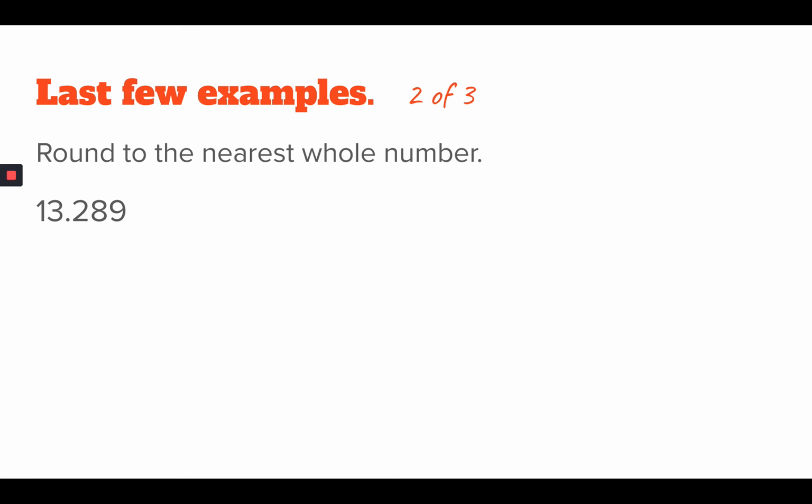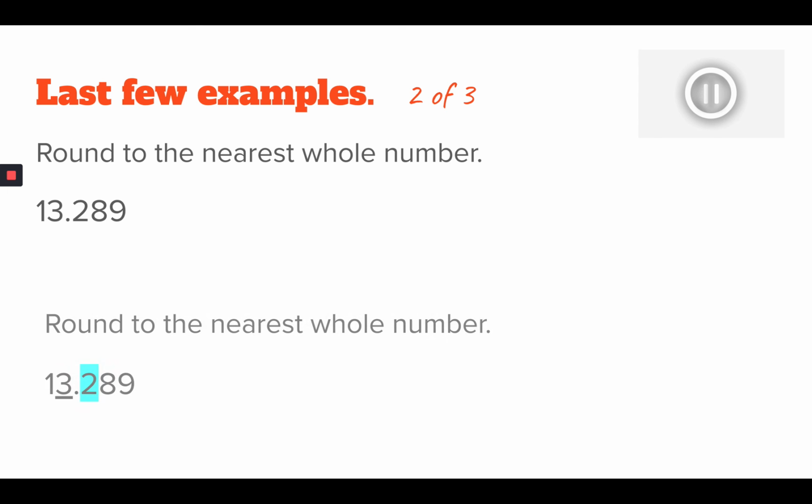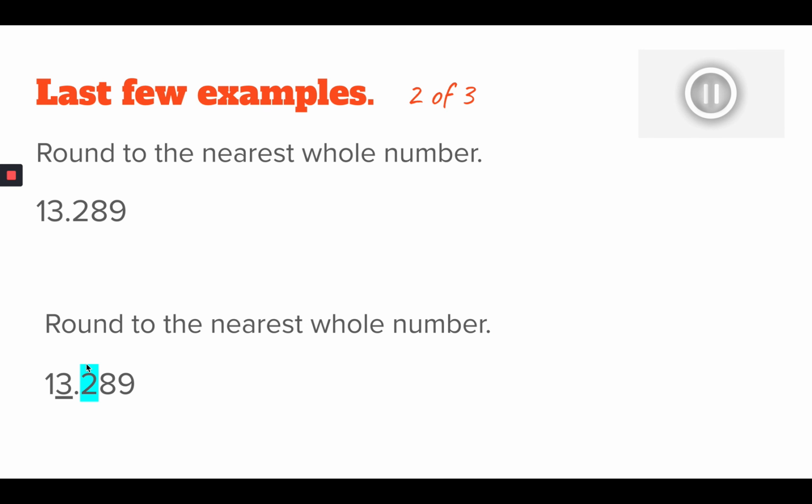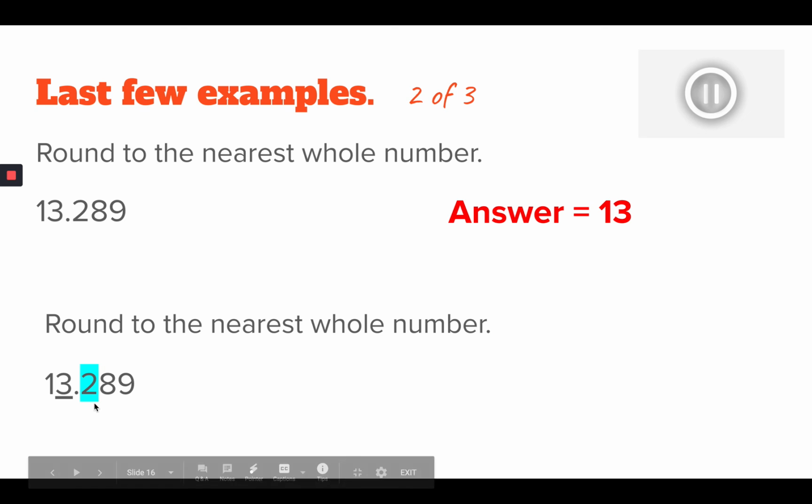Round to the nearest whole number, 13 and 289 thousandths. Pause the video if you want to try and solve it on your own. Okay, I'm going to solve. So again, whole number would be this 3. And we look 1 to the right. And the 2 is less than 5, so it's just going to round to an answer of 13. It would be 13.000, but you don't need to put that. You just leave it as 13. That's the nearest whole number, because the 2 made us stay the same here with the 3, with the ones column. Let's try one more.